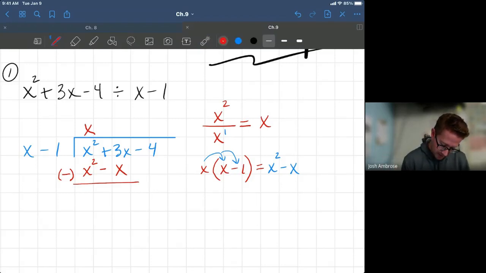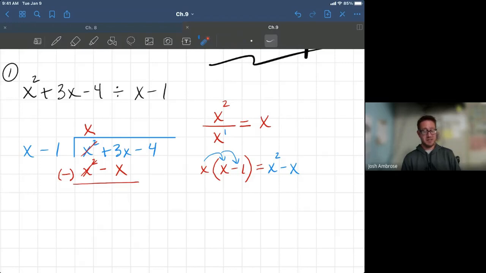All right, now subtract. These guys are the same. They will cross each other out. That's good. You want that to happen. Now you have a positive 3x minus a negative.